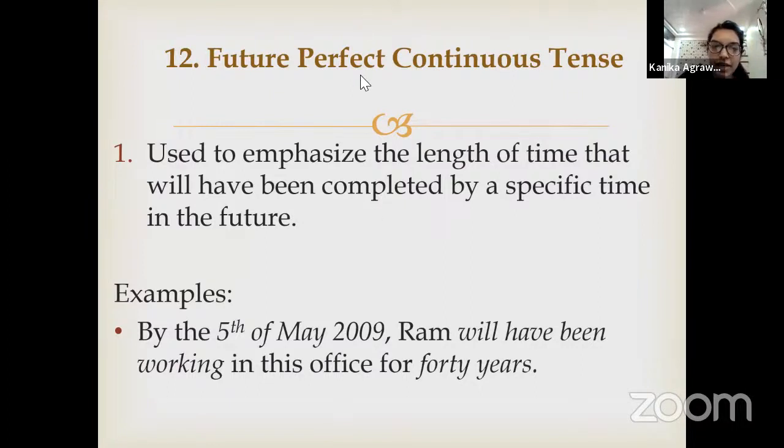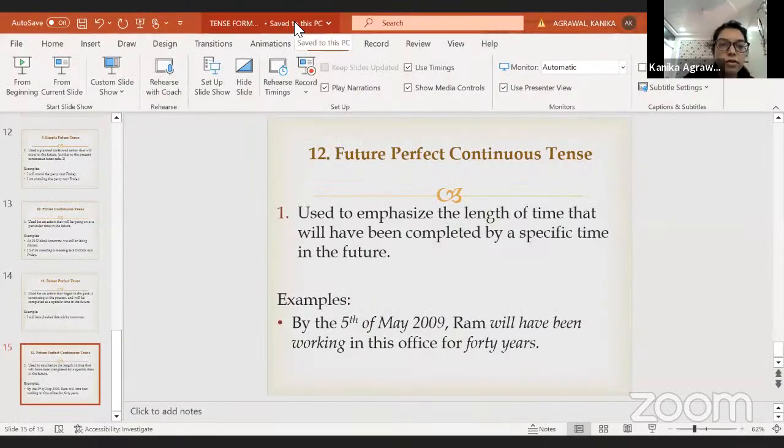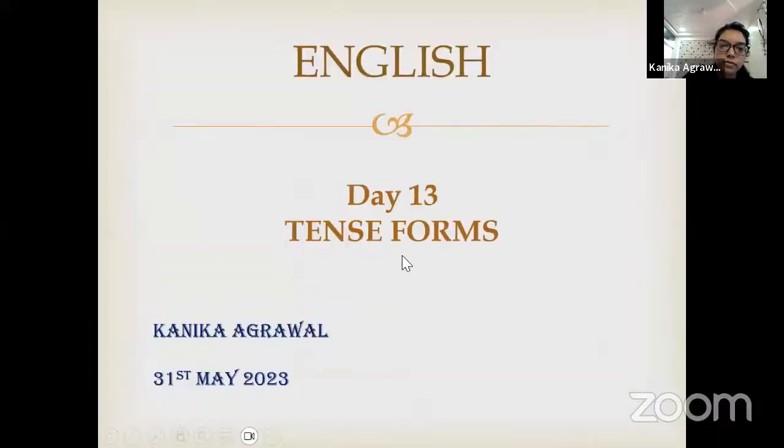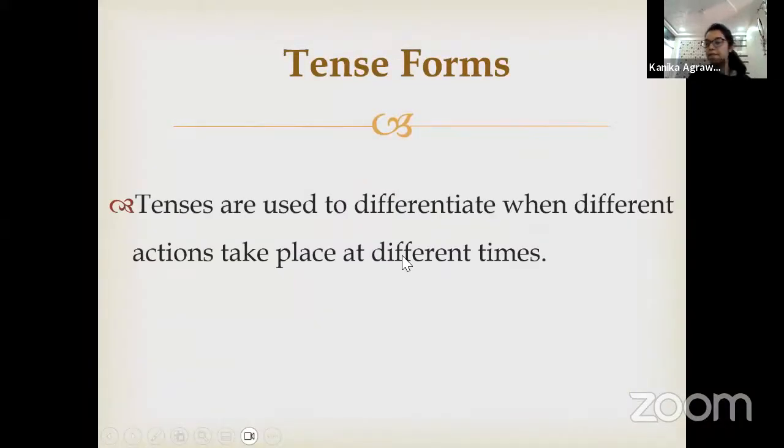So are you ready for the test? Okay, first I'll show you the slide. Someone was asking for what slide. Just a minute. Okay. So I'll change the slide in interval of 10 seconds.